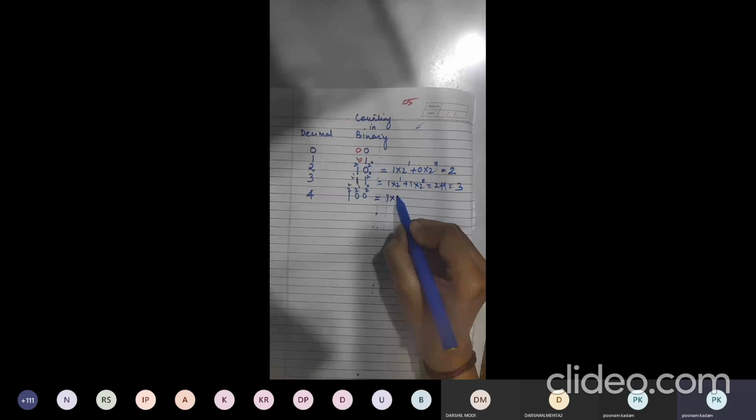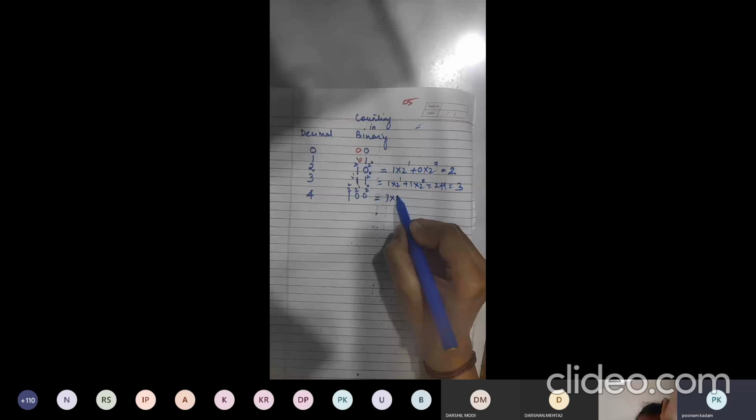So 5 will be: you add 1 to this number. So 100 plus 1 will be 101. 6 will be: you add 1 to this. So 101 plus 1 gives you 110. Okay, and it will go on like this. So 7 will be 111. Now, with 3 bits, we can represent 8 numbers, from 0 to 7. All the combinations are done now, right?